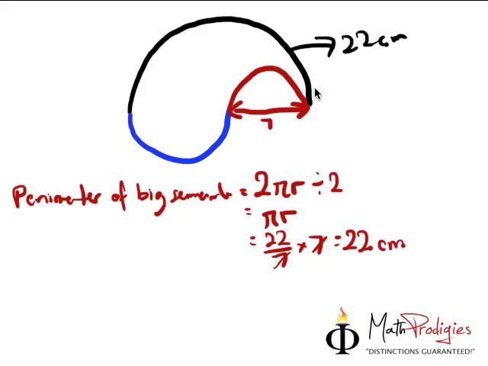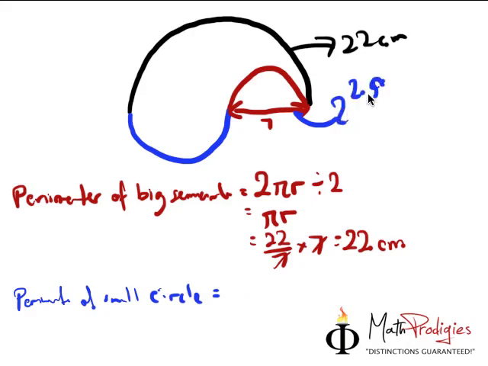Now, what is the perimeter of this one over here? I'm going to call it the perimeter of the small circle. Why small circle? Because I'm just going to add up both perimeters instead of halving them, because they are both the same semicircle. Two semicircles, 2 semis, equal 1 whole. In other words, half a circle plus half a circle gives you 1 big circle.